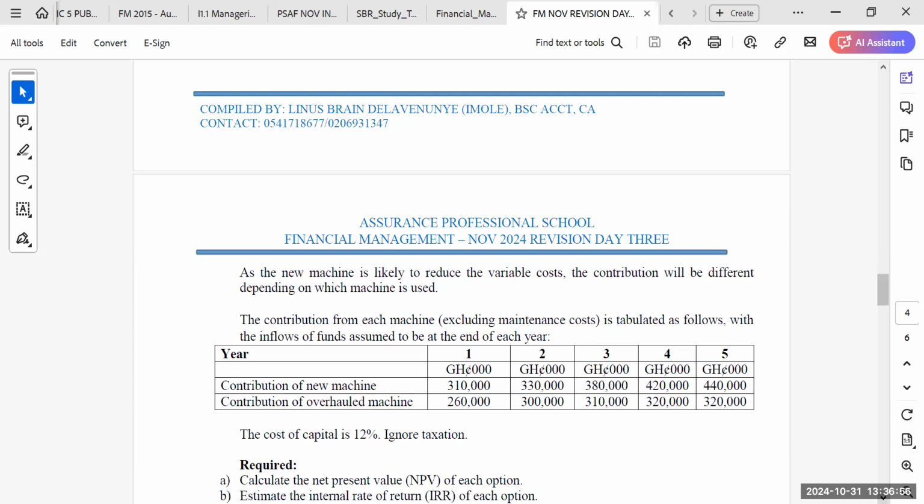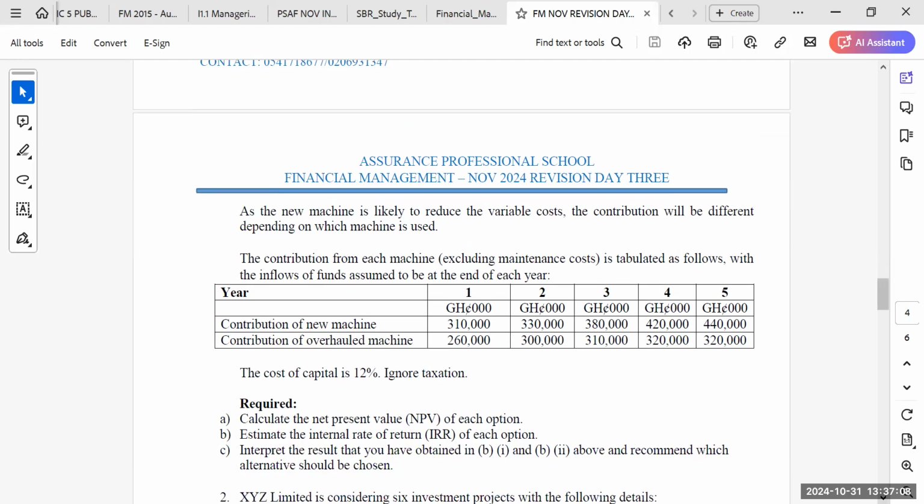A. Calculate the net present value of each option. B. Estimate the internal rate of return of each option. C. Interpret the result that you have obtained in B I and B II above and recommend which alternative should be chosen.